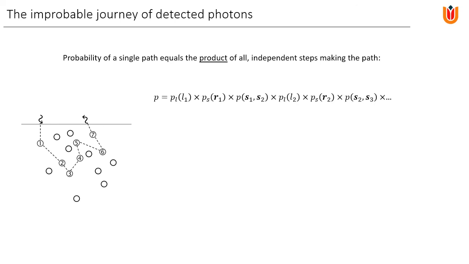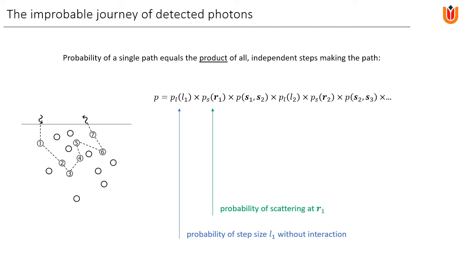So we can write the total probability as the probability of a length L1 without interaction times the probability of being scattered at the location of scatterer number 1, so let's call it R1, times the probability of scattering from the original direction S1 to the direction S2, so pointing to scatterer number 1 to pointing to scatterer number 2, etc., etc., etc. After that follows another step, then another collision, then another change of angles. So we can write the probability of the single path as this chain of probabilities.